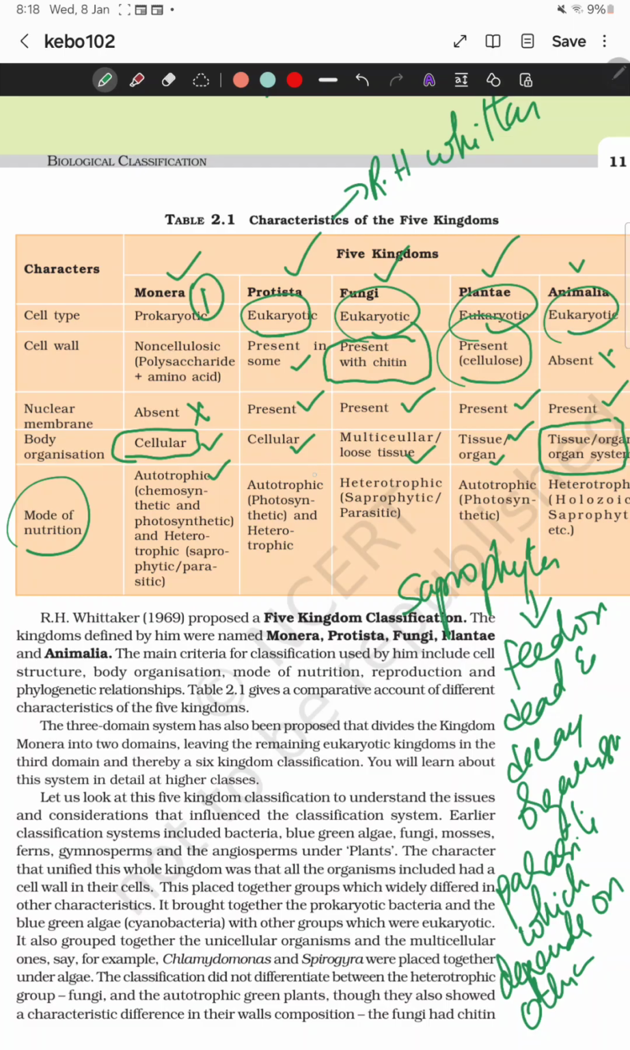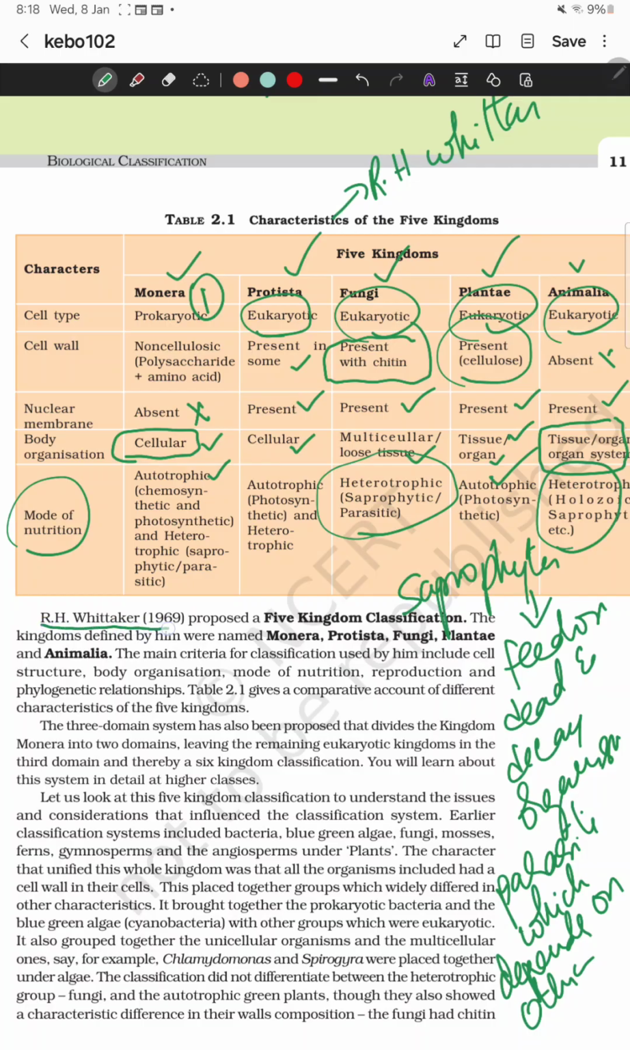Okay. And Protista are photosynthetic and heterotrophs, which means they depend on other organisms for food and shelter. Autotrophs means they prepare their own food in the presence of sunlight. Fungi are definitely heterotrophic, saprophytes and parasites. Plantae are autotrophs which carry out photosynthesis in the presence of light and water. Animalia are heterotrophic, holozoic and saprophytic.